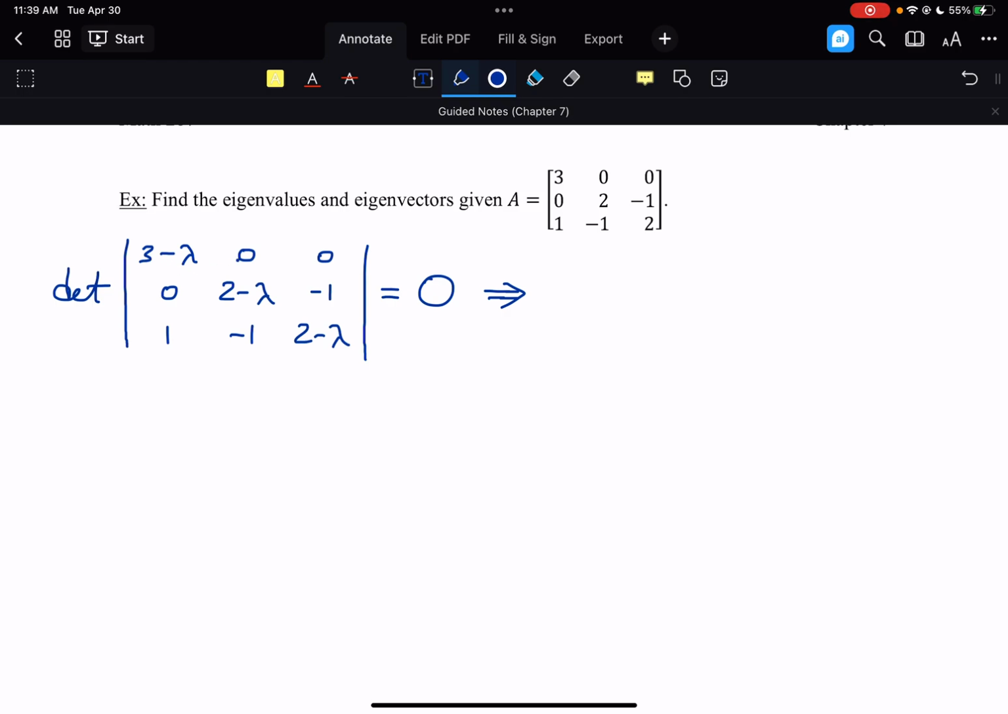But for this one, since we have all zeros over here, using either cofactor expansion or the so-called cross product method is the easiest one here. So we get 3 minus lambda times this little 2x2 subdeterminant here. So we're going to get AD minus BC for that. That's going to be 2 minus lambda squared, because there are two of them, minus -1 times -1. So that's just -1, equals 0.